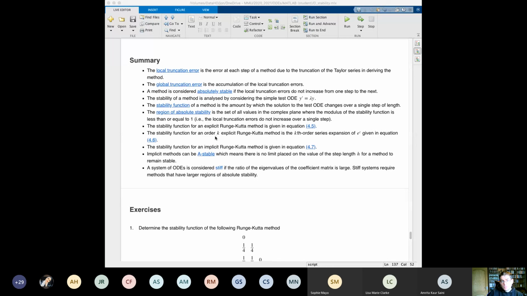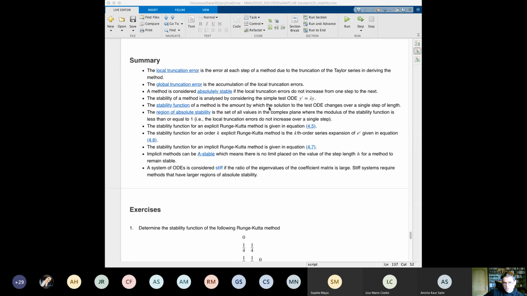Okay, so that was the first part of what I wanted to look at today, stability. So just to summarize, local truncation error is the error at each step of a method, and global truncation error is the accumulation of those local truncation errors. A method is absolutely stable if the local truncation errors do not increase from one step to the next. We use the test ODE, y dash equals lambda y, to analyze the stability.